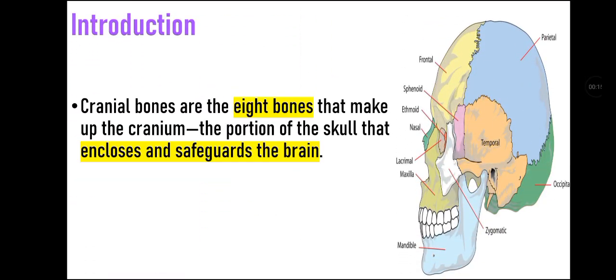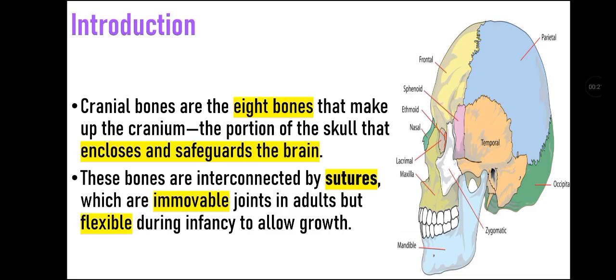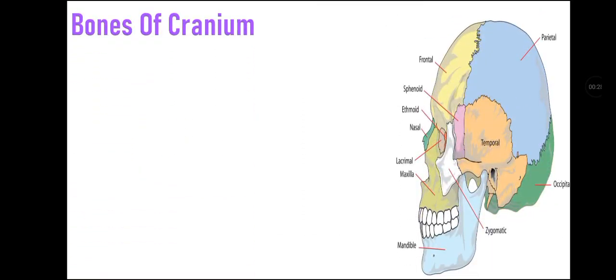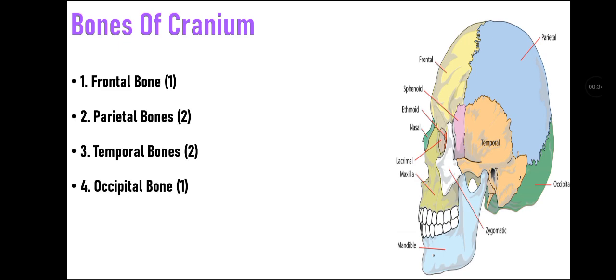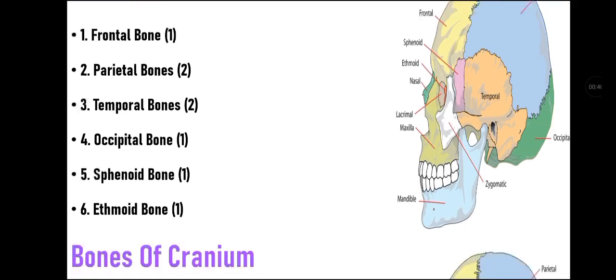Cranial bones are 8 bones that make up the cranium, the portion of skull that enclose and safeguard the brain. These bones are interconnected by sutures which are immovable joints in adults who are flexible during infancy to allow growth. Talking about what are the bones in the cranium, they include frontal bone, parietal bone, temporal bone, occipital bone, sphenoid bone and ethmoid bone. Now let's talk about these bones one by one.